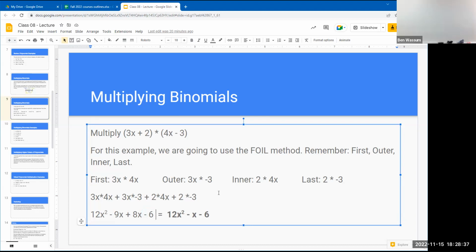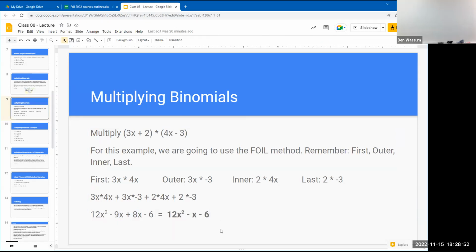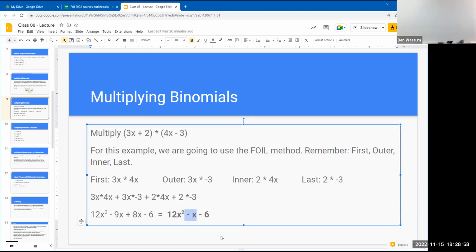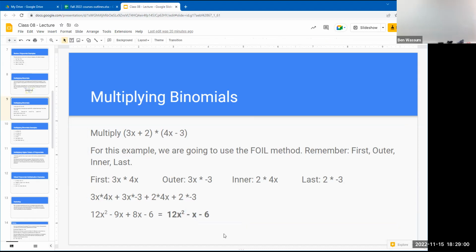So once you're done with all that, you see if you have any like terms. Usually you will. Usually the ones in the middle will add together nicely, right? So in this one, we have the minus 9x and the 8x. So if you got 8, you subtract 9, you got negative 1. So that's where that minus x comes from in the middle there. And you have them all in a row, you're done.